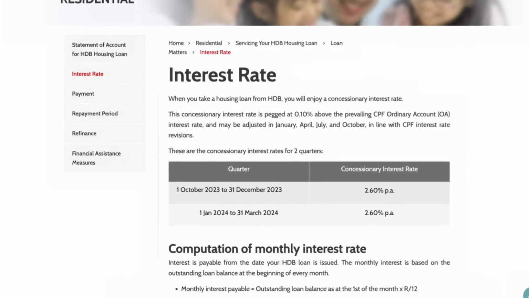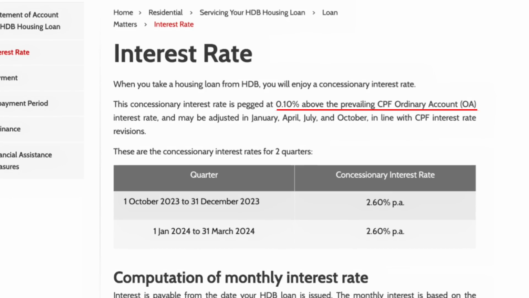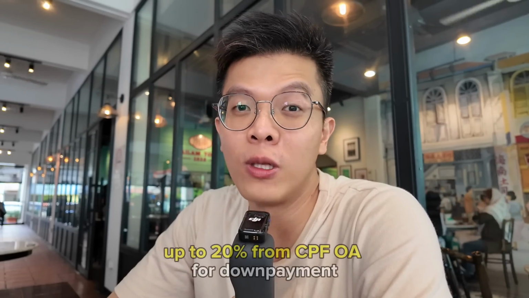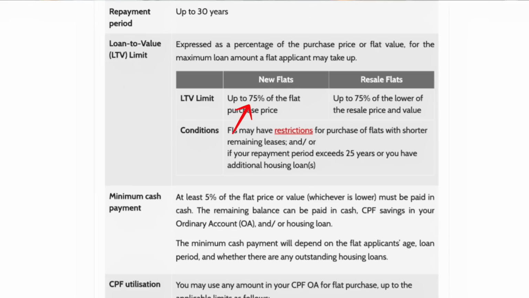And that 2.6% is not anyhow plucked out from thin air one. It is always 0.1% above the prevailing OA interest rate, which is at 2.5%. So total 2.6%. Now, if you're taking a private bank loan for your private property, then you must know that your CPF OA can only pay up to 20% of the property purchase price. And that is part of the 25% down payment based on the loan to value of 75%. So the remaining 5% down payment must be paid by cash.